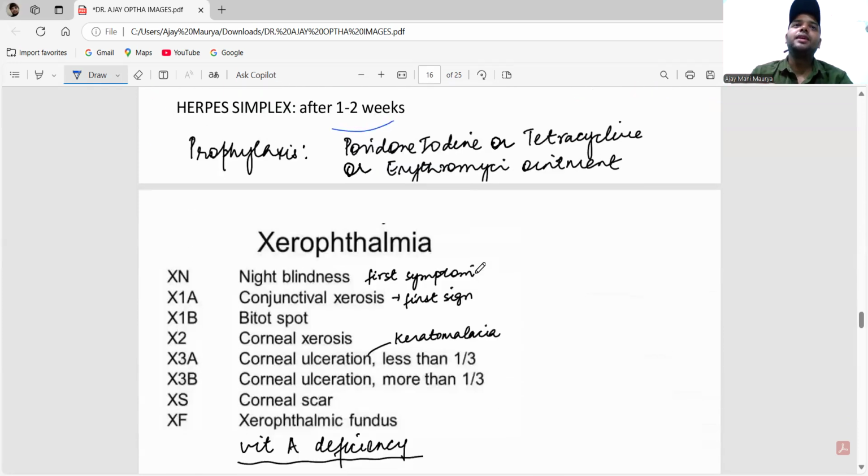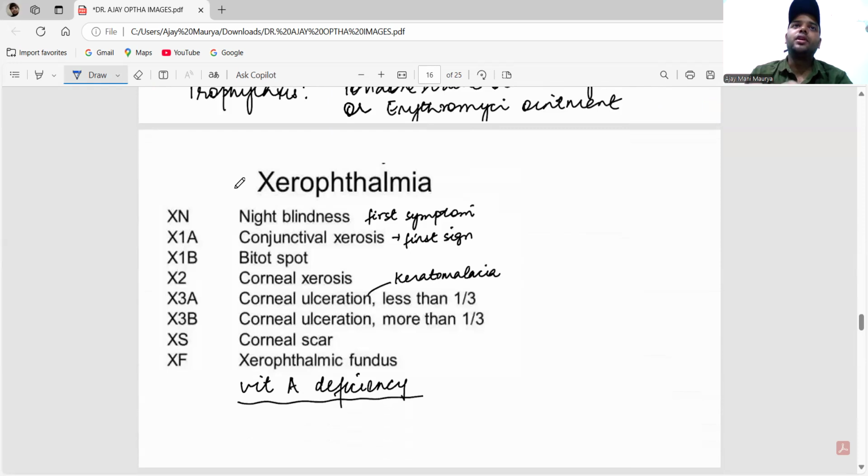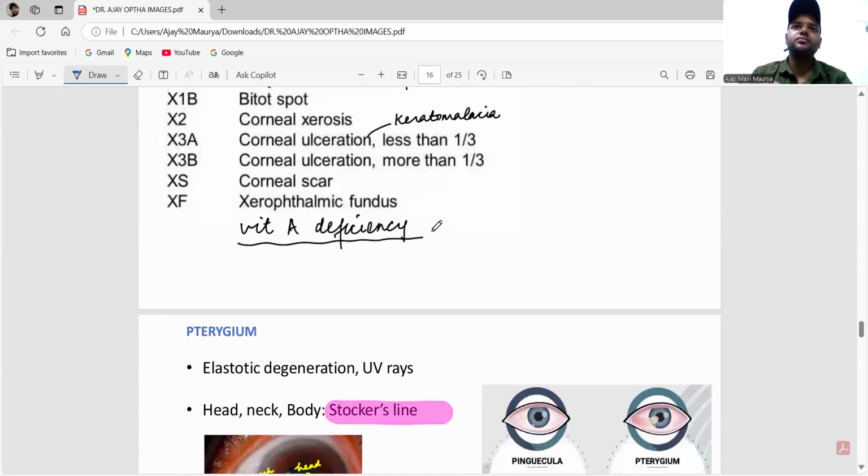Okay, next one, guys, the xerophthalmia types. X1 is night blindness. X1A is conjunctival xerosis. Please remember here, what is the first sign? First sign of vitamin A deficiency is conjunctival xerosis. First symptom is night blindness. You got to remember this one.